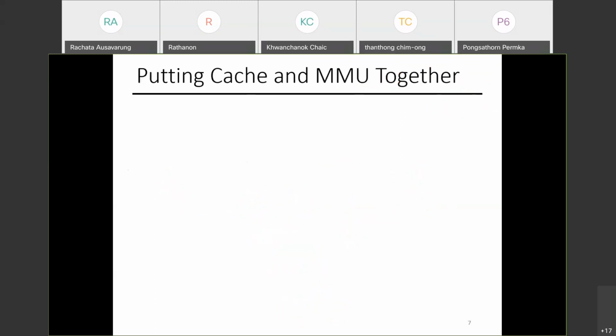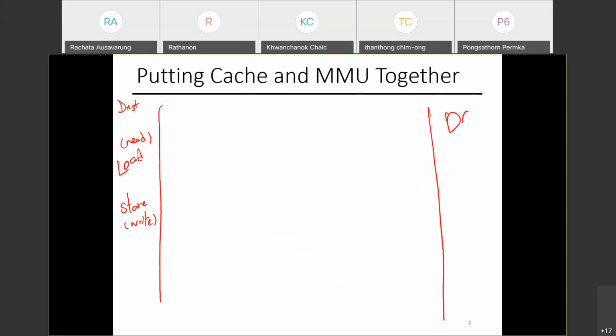Anyway, so let's put everything together. This is going to be the repeat of the end of last lecture where you have the instruction here, right? You have load, which is read, and store, which is write. And then you have DRAM. One thing I want to have is the divide here: this is the cache, and this is the virtual memory, the TLB.